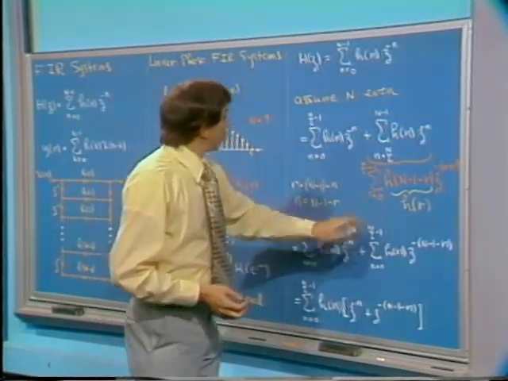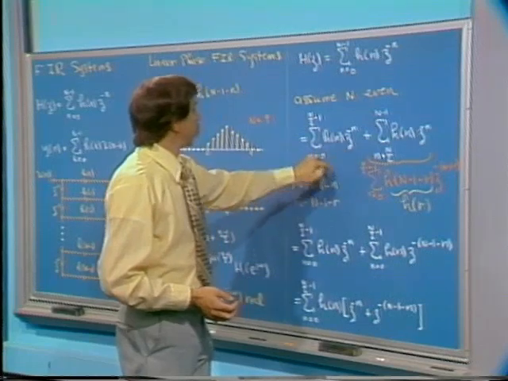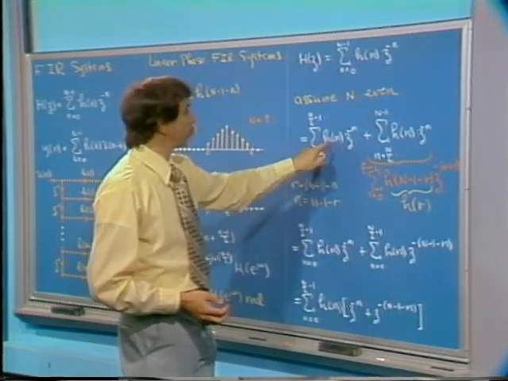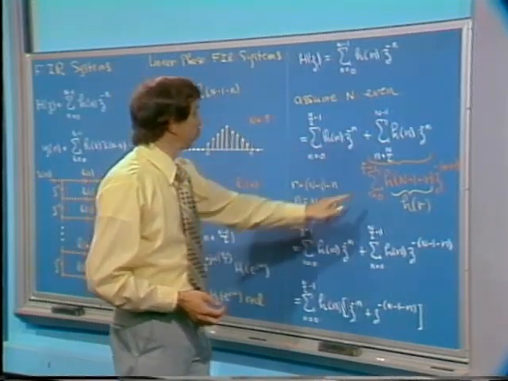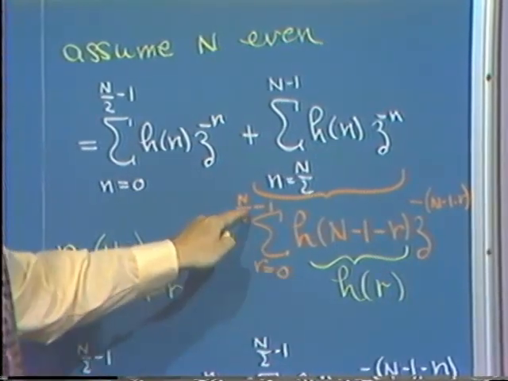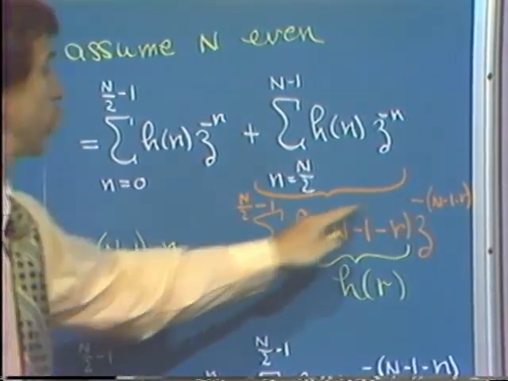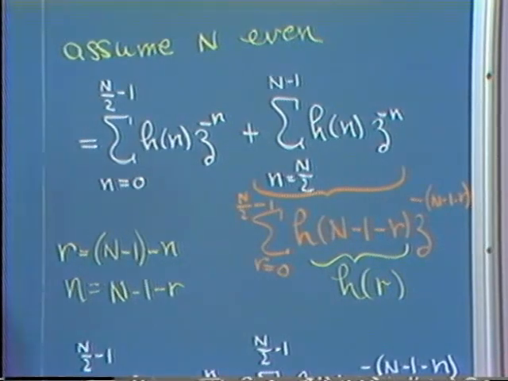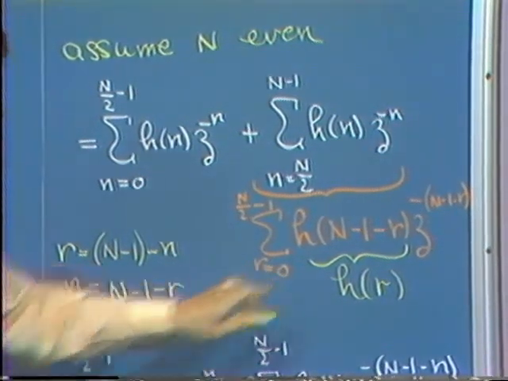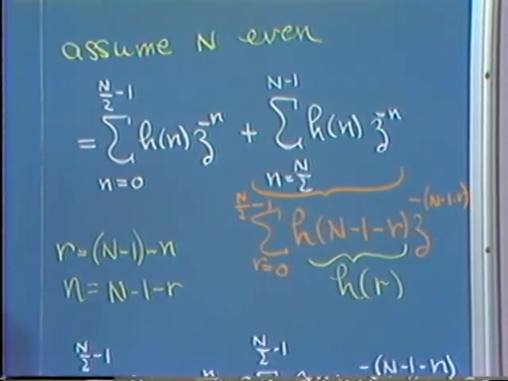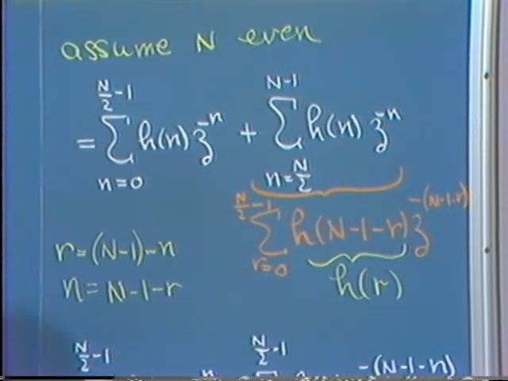All right, well, so here we have a sum from n equals 0 to N over 2 minus 1, some things involving h of n. Here we have a sum from r equals 0 to N over 2 minus 1, some things involving h of r. This index of summation, of course, is just a dummy variable, and we can change it back to n if we want to, which we do.